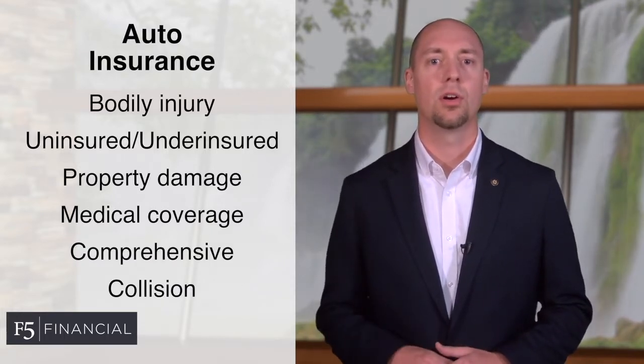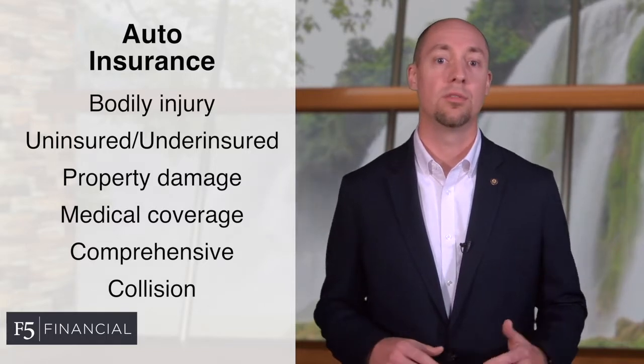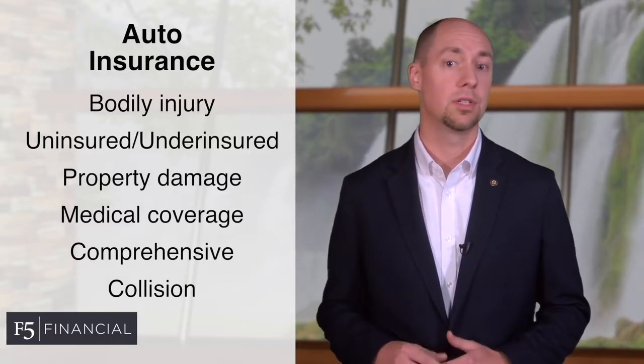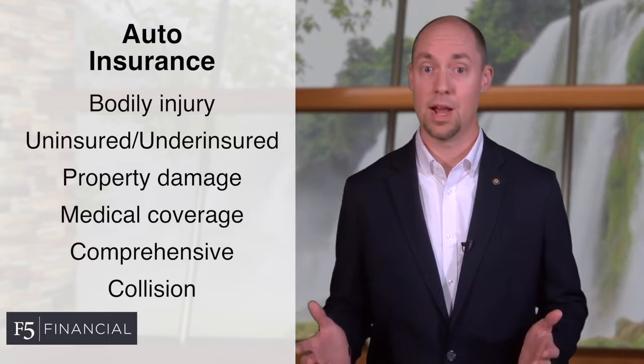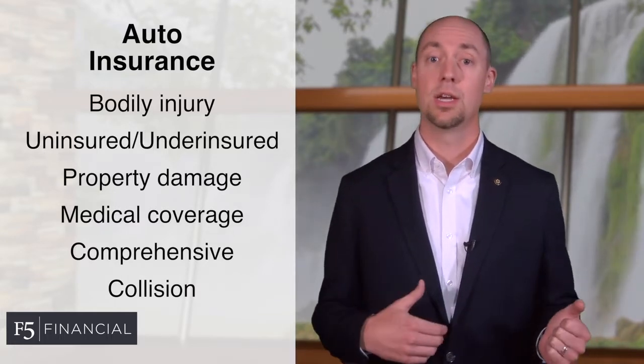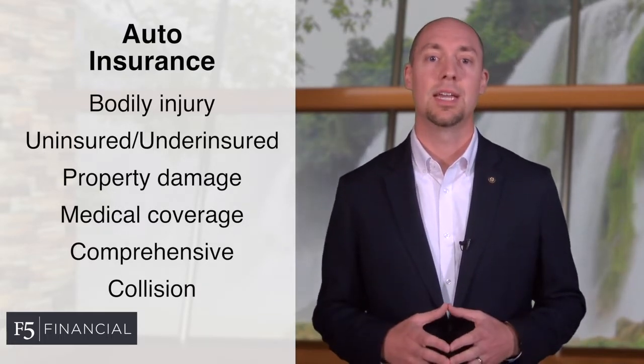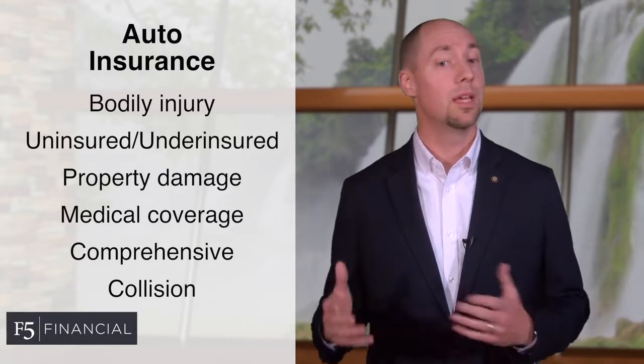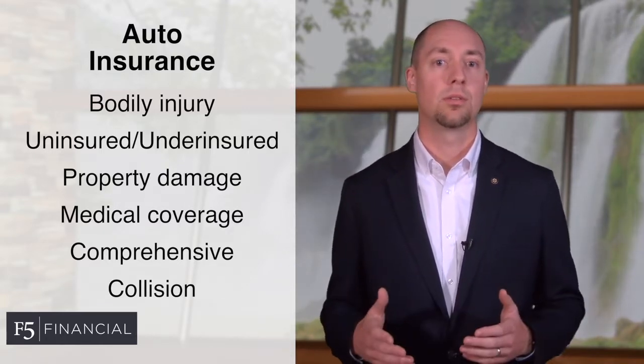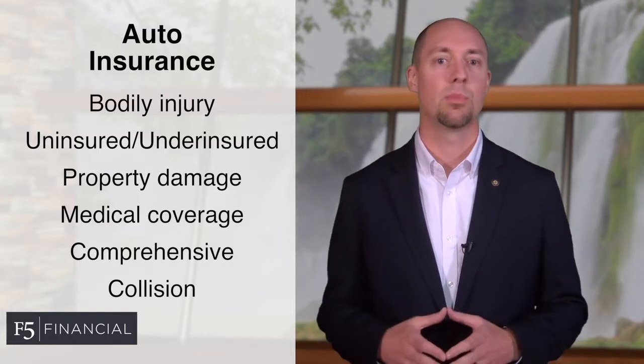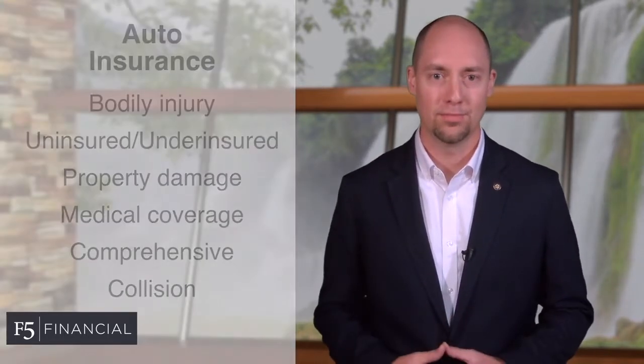Comprehensive will cover your car if stolen or damaged from weather, floods, fire, falling objects, explosions, crashes with animals, and riots. Collision covers damage to your vehicle in an accident you cause, if you hit an object, or if you are hit by someone else. Of course, you would file a claim against the person who hit you if they are at fault.